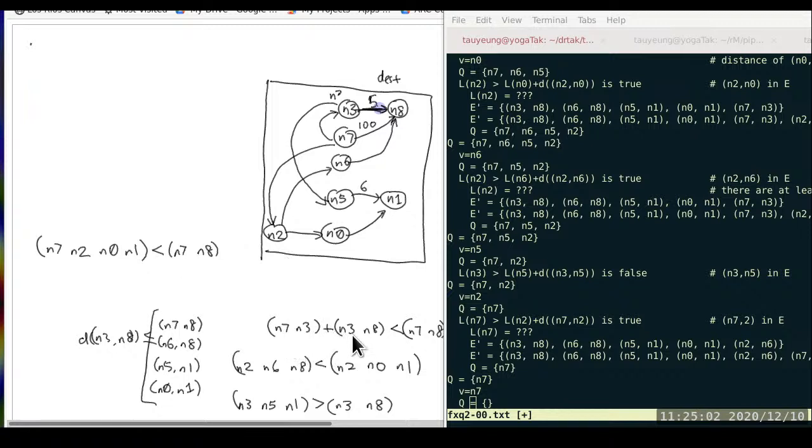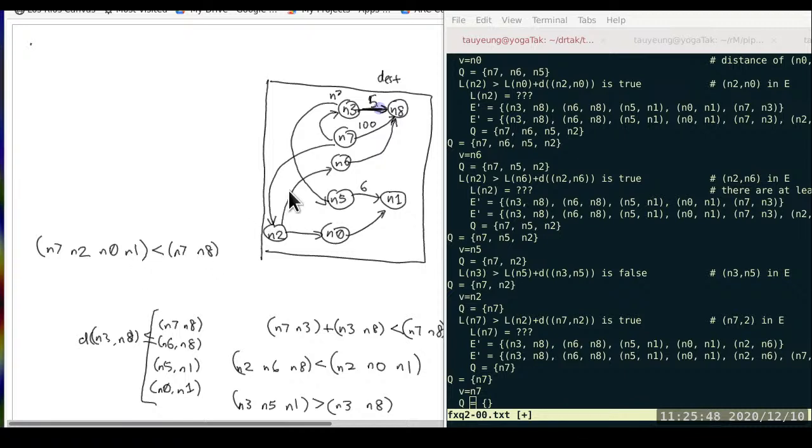So we got n7, n3, n8 is less than n7, n8. Okay, so we know n7, n8 is already a large value. So we want to be able to get through n3 to get to n8 and end up with a smaller value. That's not too hard, because n7 only has a few outgoing edges. So n7 would also go to n2, and we want to know how that looks. That is also going to be less than n7, n8, and that is eventually the shortest path that we found.